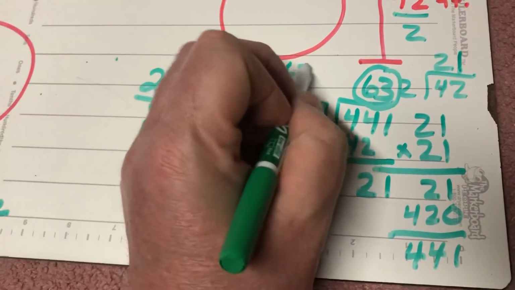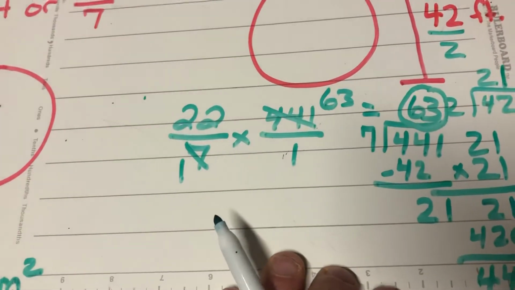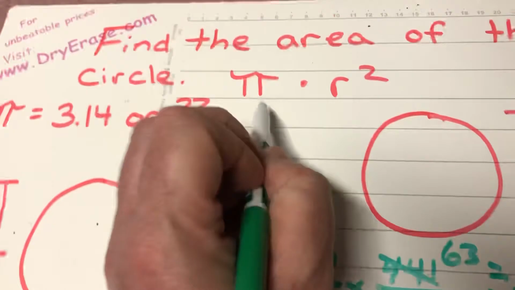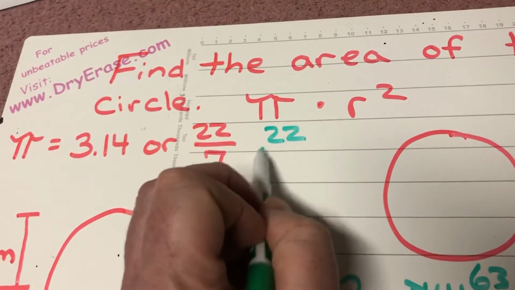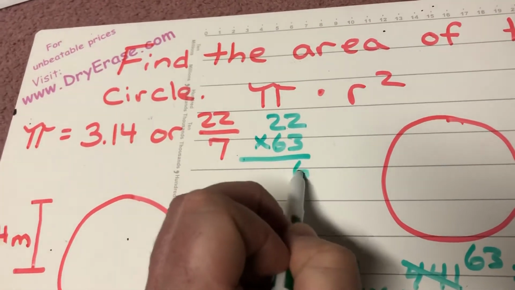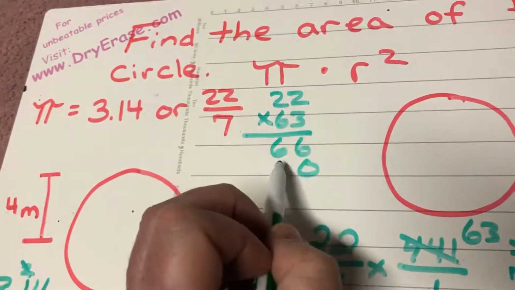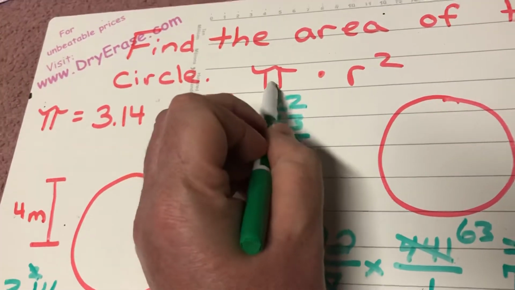So that's 63. That leaves me now with just 22 times 63 is what I have to do. So I come over here, 22 times 63. 3 times 2 is 6. 3 times 2 is 6. Put the 0 down. 6 times 2 is 12. Put the 2 down, carry the 1.